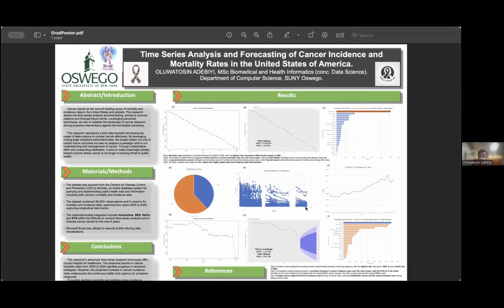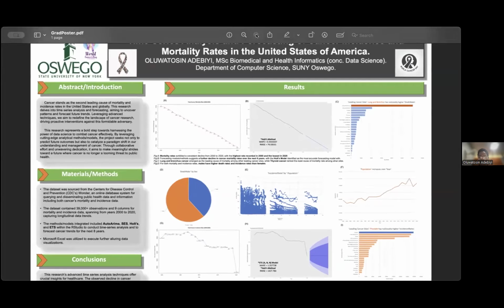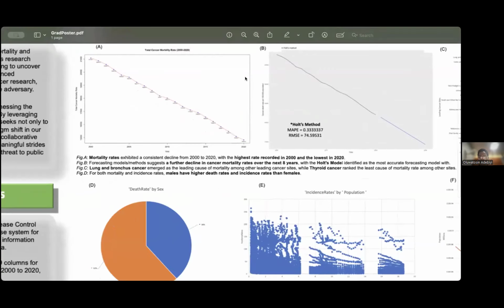And I did all this in RStudio, and I was also able to forecast what would happen in the next 8 years. So we are looking at 2020. I hope this is legible enough, but these are my results.